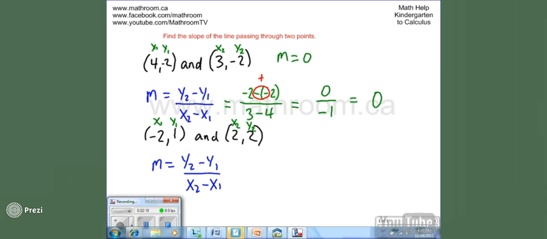And now we plug them into the formula, and we have 2 minus 1 divided by 2 minus a -2. 2 minus 1 is 1. 2 minus a minus 2. If we subtract a negative, that's the same as adding. 2 plus 2 is 4. So the slope between -2, 1 and 2, 2 is 1/4.